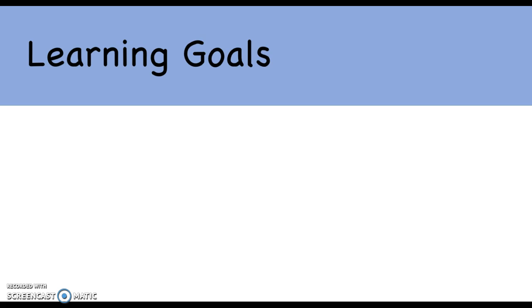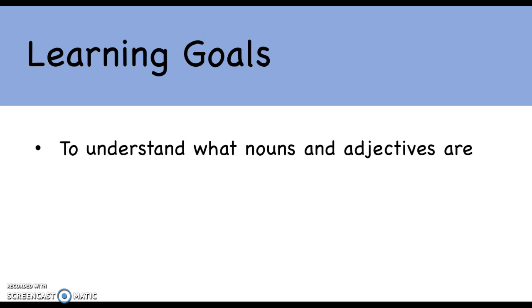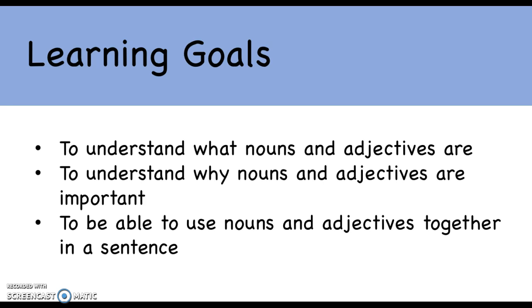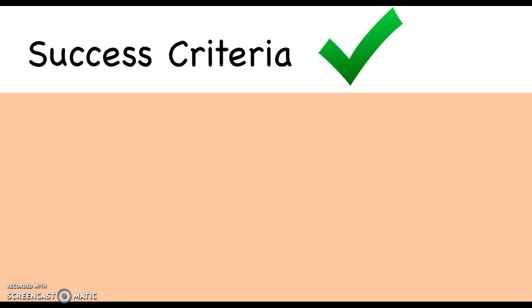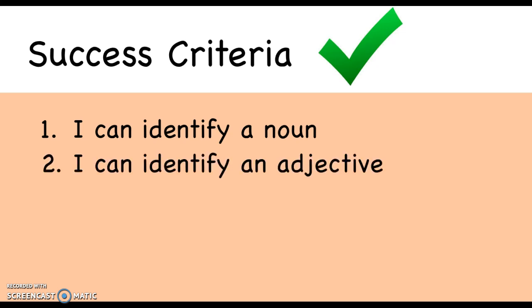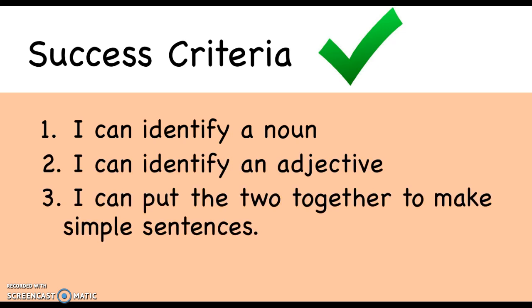The goal of this lesson is for you to understand what nouns and adjectives are, for you to understand why nouns and adjectives are important, and for you to be able to use nouns and adjectives together in a sentence. By the end of this lesson, I hope that you are able to say to yourself, I can identify a noun, I can identify an adjective, and I can put the two together to make simple sentences.